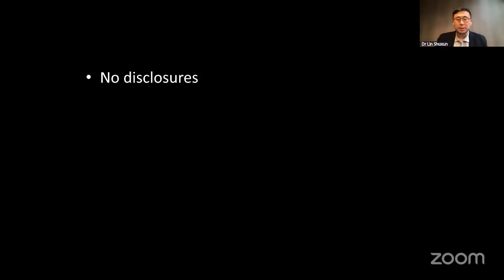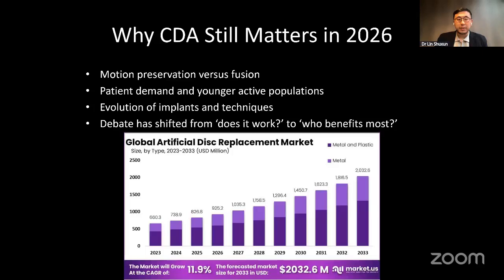I have no disclosures. So CDA has now matured significantly. We have over 2 decades of follow-up data, more implant options than ever, and much more surgical experience globally. The conversation is no longer about whether CDA works. We know it does work in selected patients. The real question today is who benefits the most, and who should not receive it. Patients increasingly ask for motion-preserving solutions, and as spine surgeons, we need to understand both the science and the reality behind that demand.